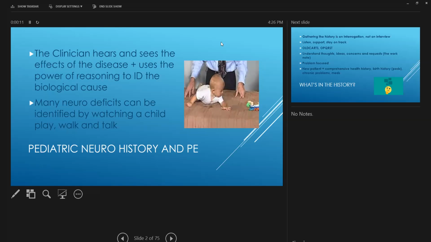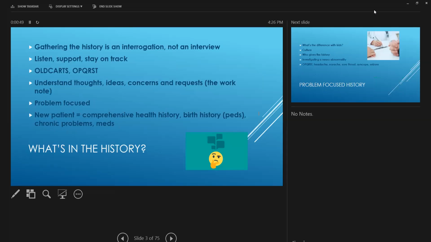The clinician hears and sees the effects of disease and uses the power of reasoning to identify the biological cause. So when we're talking about pediatric neurology, neurology in all of its greatness is here to identify deficits, find where that neuro deficit lies, and then see if there's a treatment for that. In the case of kids, we can note these neuro deficits simply by watching the child play and interact with others in the world around them.